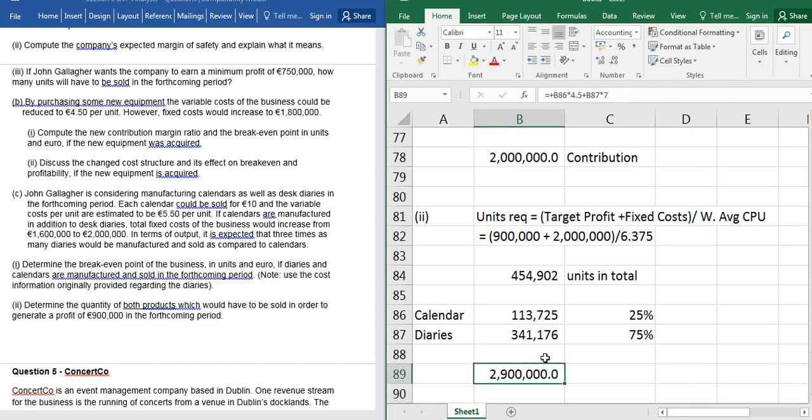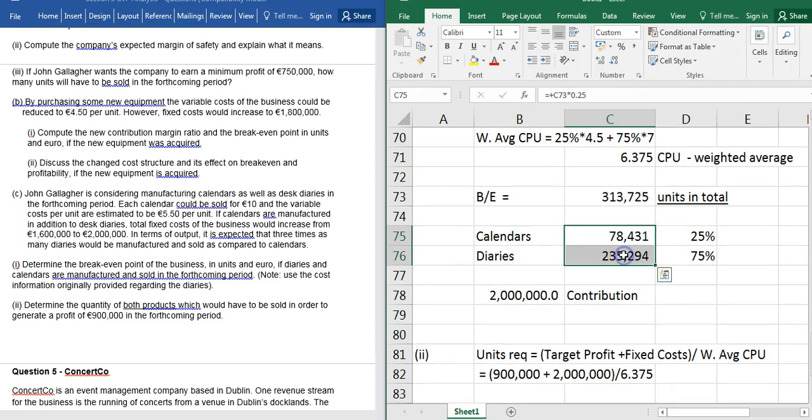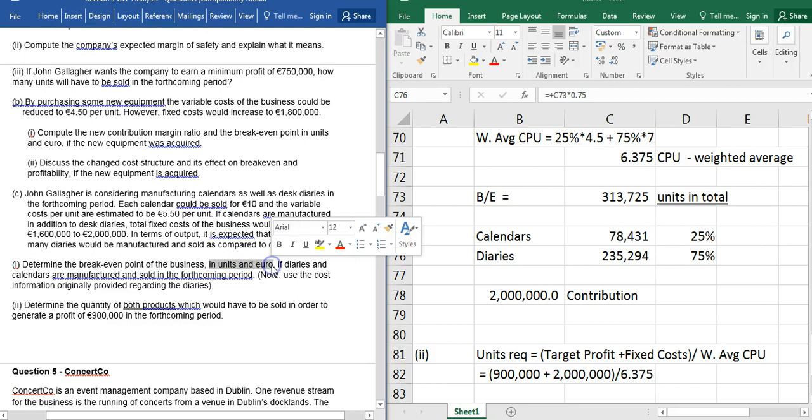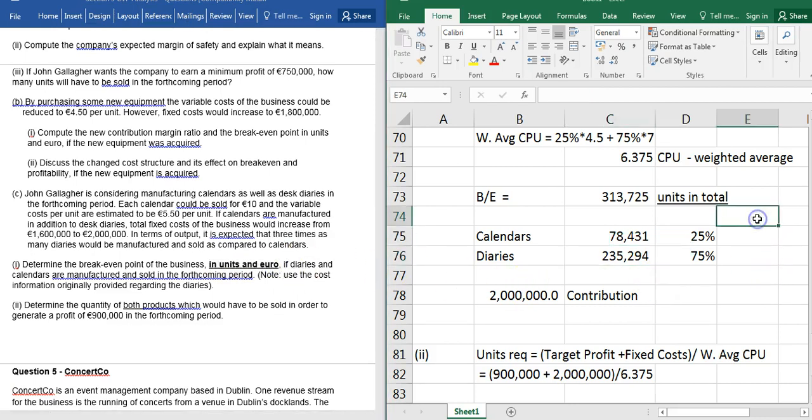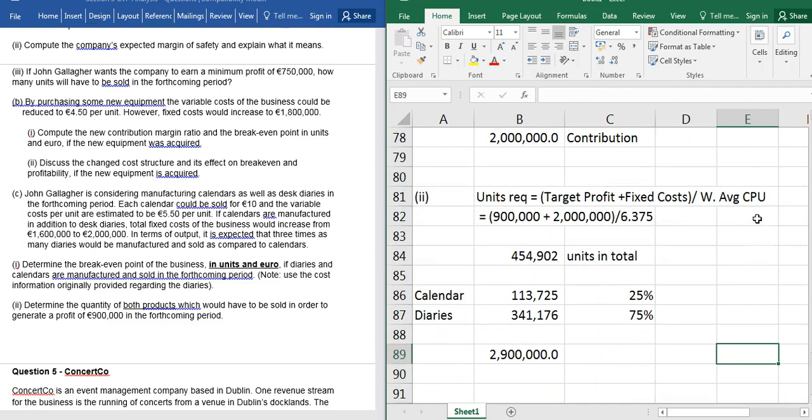So always use your knowledge of CVP to sense check your answer. So for part 1, we got the break even. Now I should have done that in revenues as well. So in euros, calendars will be times 10, so it'll be 784,000, and diaries will be times 12. So just be careful, even I missed that one there. You need to give the 2 answers out, and you'll see that in the solution. We then say, well, actually, we just don't want to break even, we want to make a profit. Then you're going to have to sell more of each.